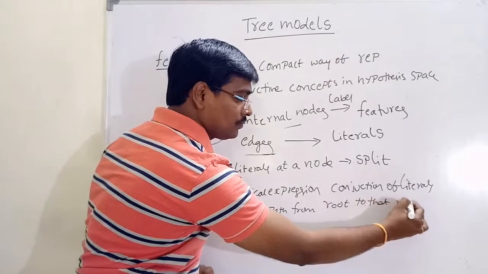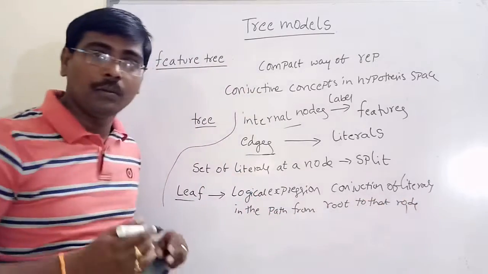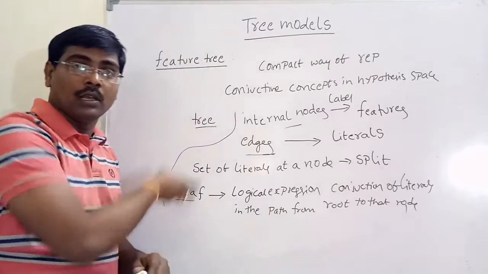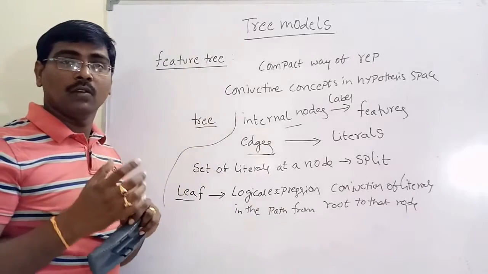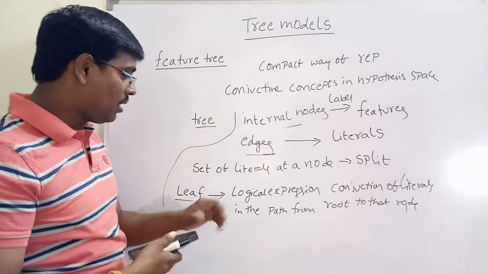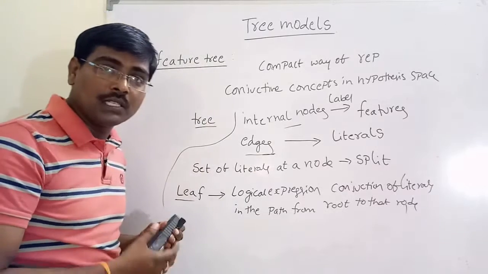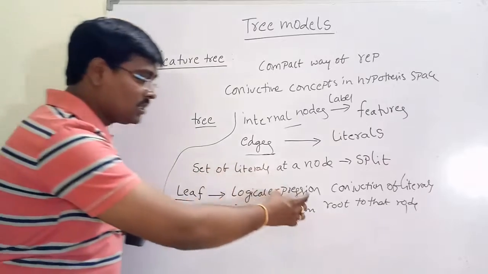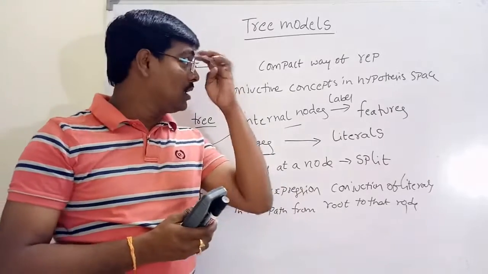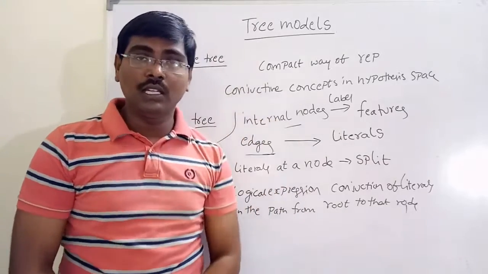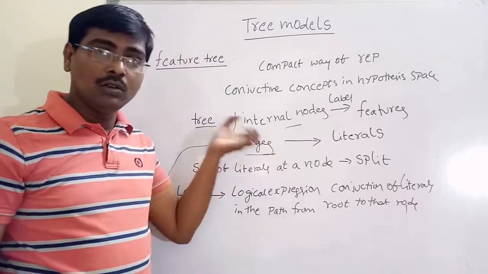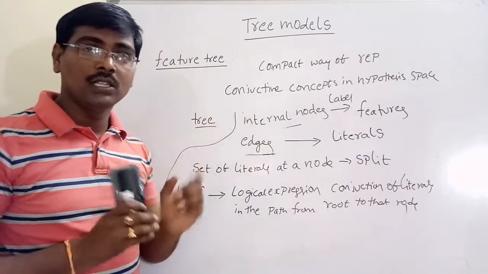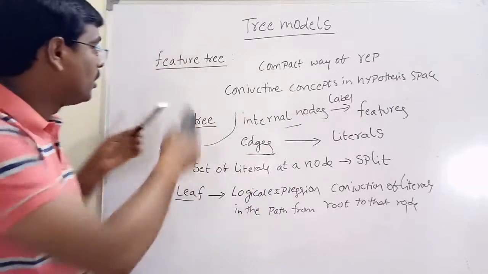That is, we are starting from the root node and we are moving to one particular leaf node. In the path there is some set of literals. The conjunction of all the literals is represented in a logical expression format. The leaf node represents that logical expression. That is, simply, a feature tree is a tree that is used to predict the particular class based on the features and set of literals.